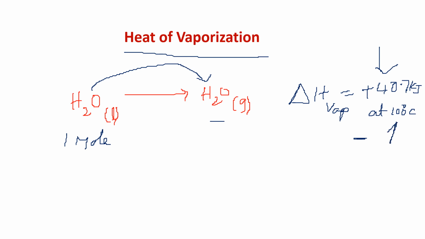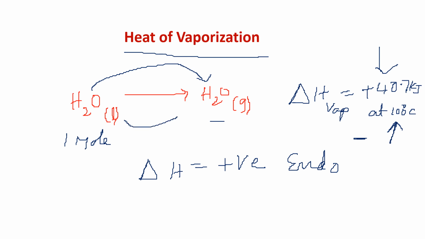So water boiling point is 100 degrees centigrade, and it is 40.7 kilojoules per mole. Here delta H, that is heat of vaporization, is positive in nature, so we can call it an endothermic reaction, meaning heat is absorbed. Energy must be added to evaporate the liquid to gas.